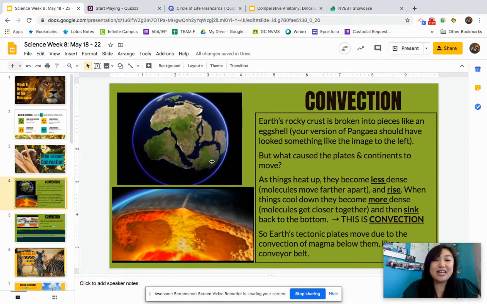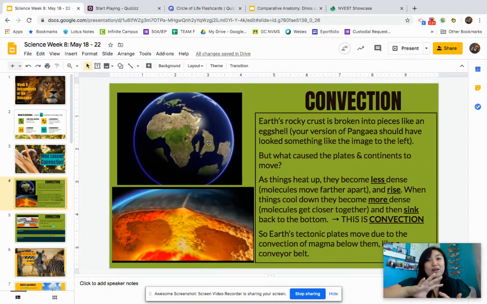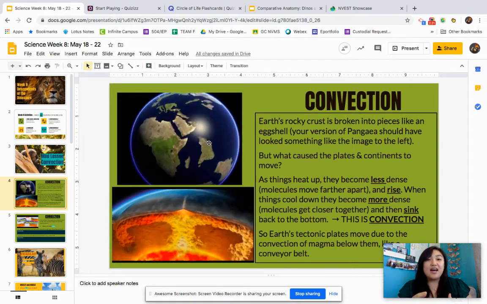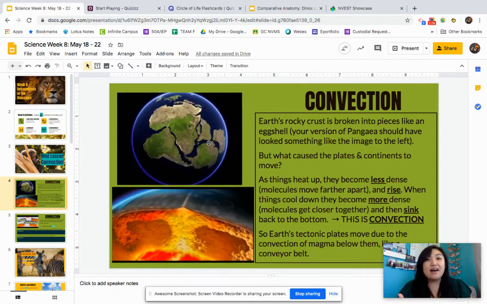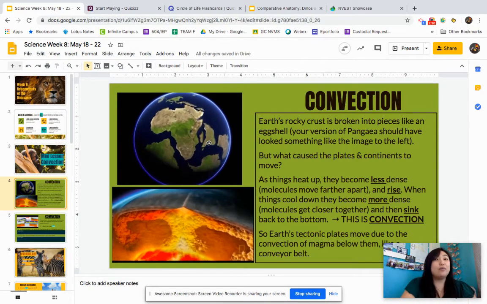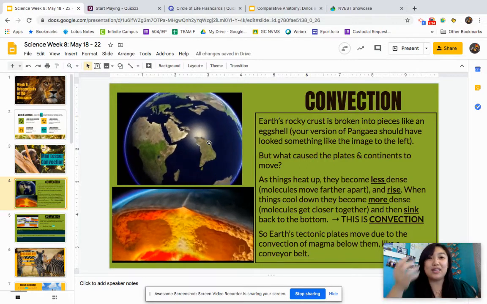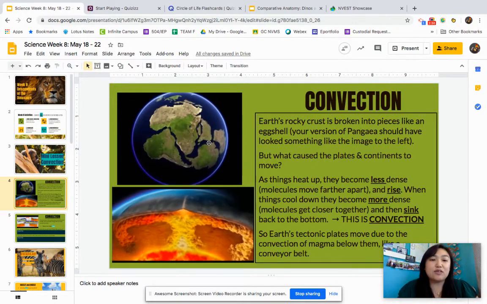This is what your Pangea should have looked like. The continents are all rotated around and put together like a puzzle. And it was one giant landmass. And we can tell that it was one giant landmass because of the fossils that were found. Animals were walking from continent to continent because there wasn't an ocean between them. So how exactly did those pieces all move?